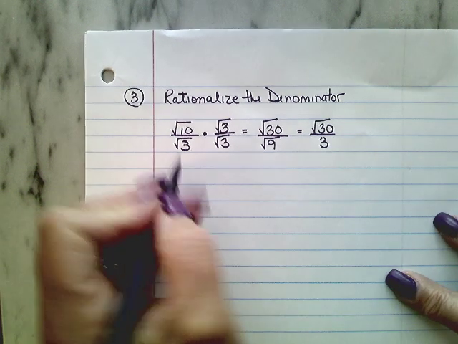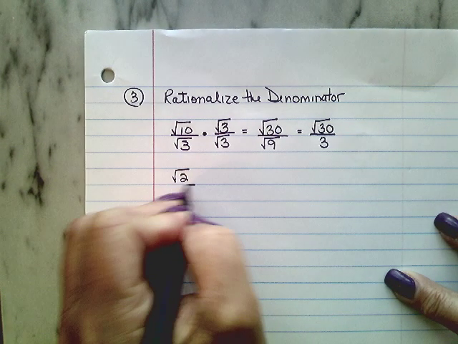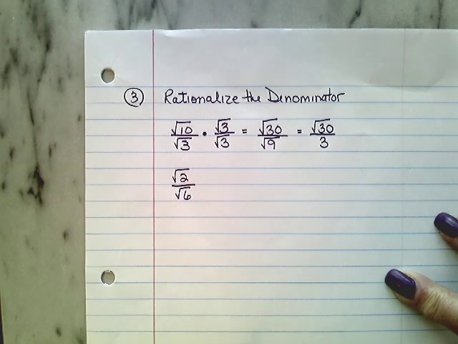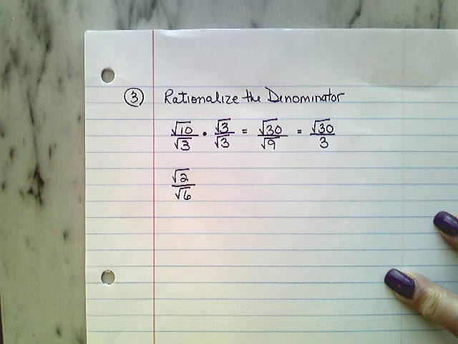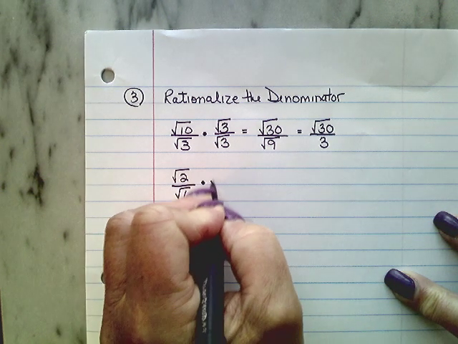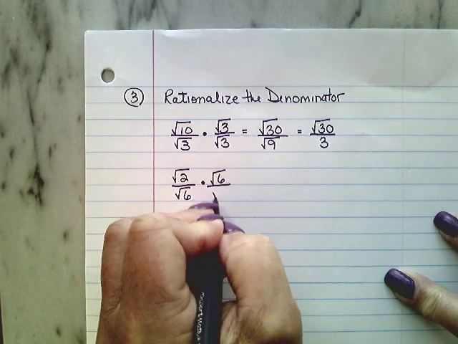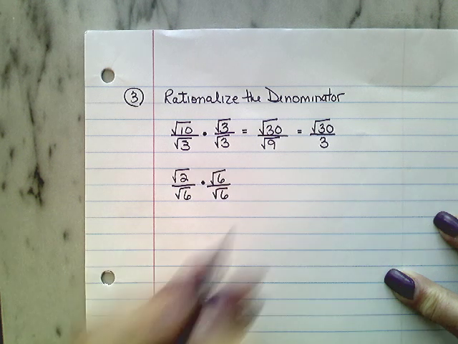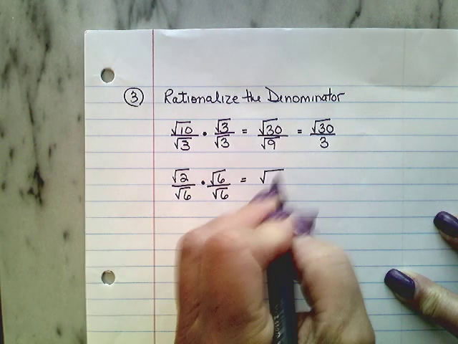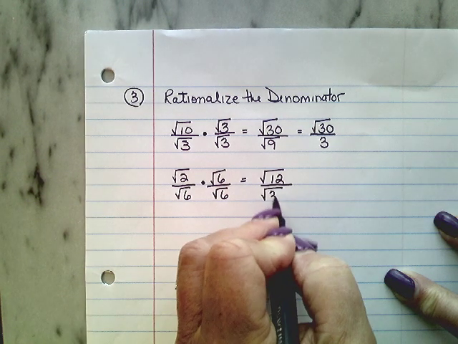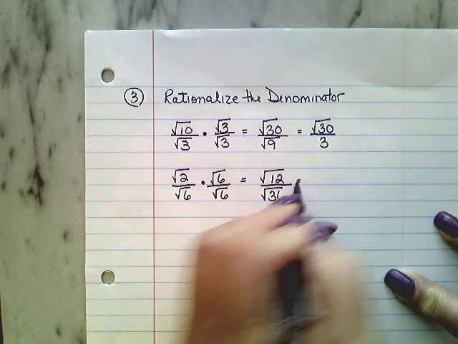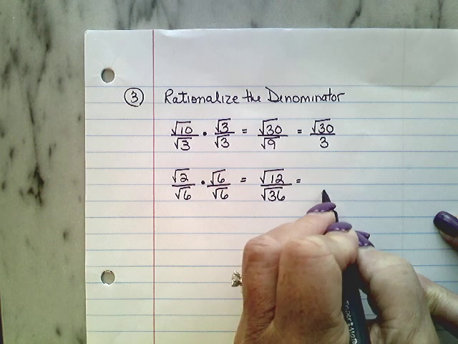So we'll try this one, the square root of 2 over the square root of 6. Now we want to rationalize that denominator, which means we want to multiply it by itself to eliminate it. So that's going to be the square root of 6 and the square root of 6. That now becomes the square root of 12 over the square root of 36. What is the square root of 36? 6.